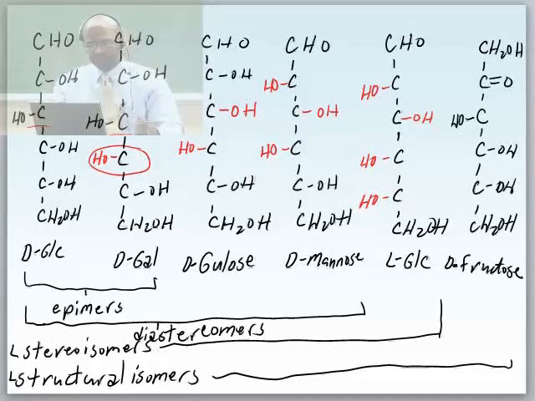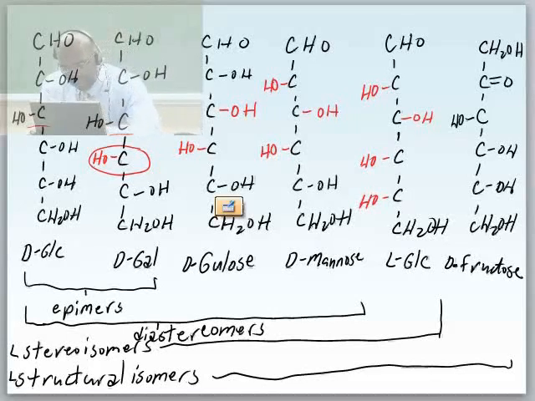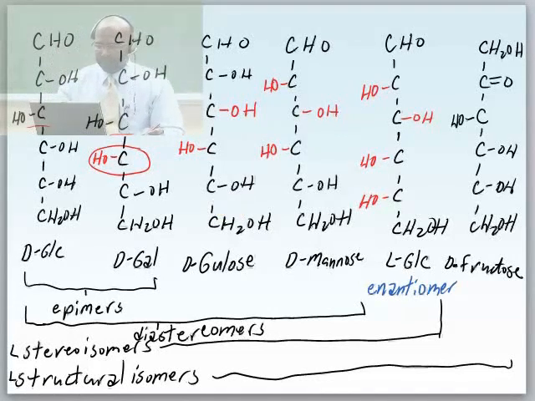Now, the last definition, the last term. If all of your chiral centers are different, and you have the perfect mirror image, you're not called a diastereomer. You're not called an epimer. Does anyone remember what you're called if all of your chiral centers are different? Enantiomer, exactly. And so L-glucose is an enantiomer of glucose. So enantiomer, E-N-A-N-T-I-O-M-E-R.